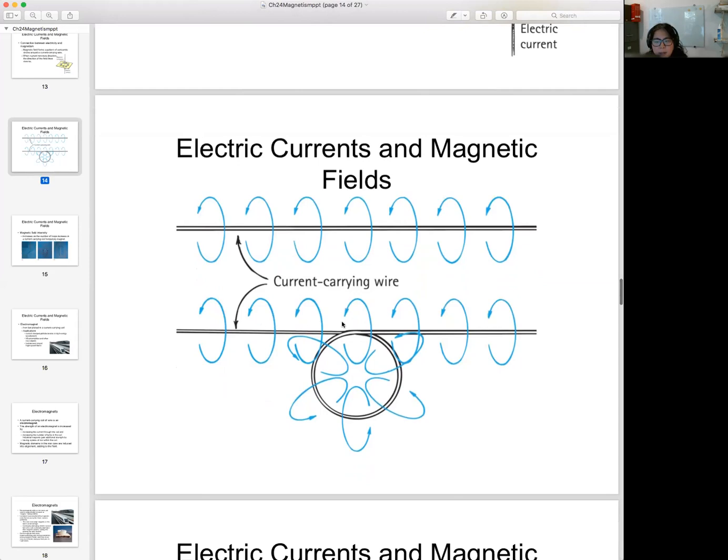Then what if you make a loop on this current carrying wire, right? Then each segment of this loop is producing magnetic field in such a way, so you can see.